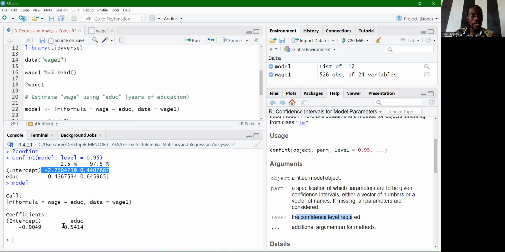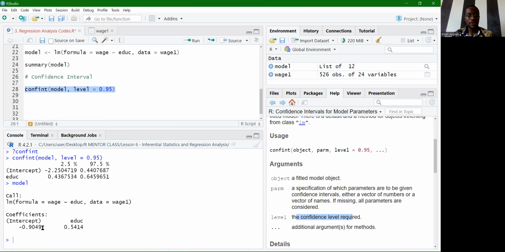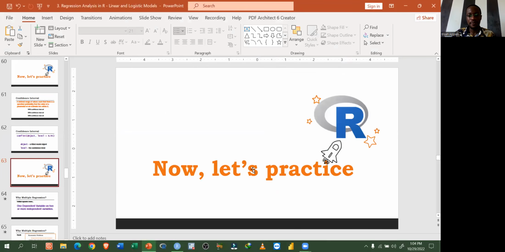But the coefficient for education is 0.5414. Is it also within this range? Yes, it is. And so when we also looked at the result of the model, we noticed that it was significant. So a confidence interval is just to give an idea about the range of values that we feel the estimate is going to lie in. As a researcher, I am 95% confident that when I estimate the intercept, it is going to lie within this range, and if I estimate the slope, it's also going to lie within this range. That is all a confidence interval is about.